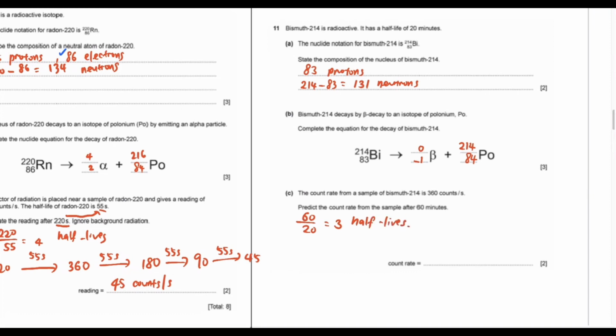half-lives. Initially, we have 360 counts per second. Now, they never mention any background radiation, so we don't need to minus the background radiation and add back afterwards. So we can just straight away take the first half-life after 20 minutes. The 360 will become 180. After another 20 minutes, the 180 becomes 90. After another 20 minutes, the 90 becomes 45. So the final answer, 45 counts per second.